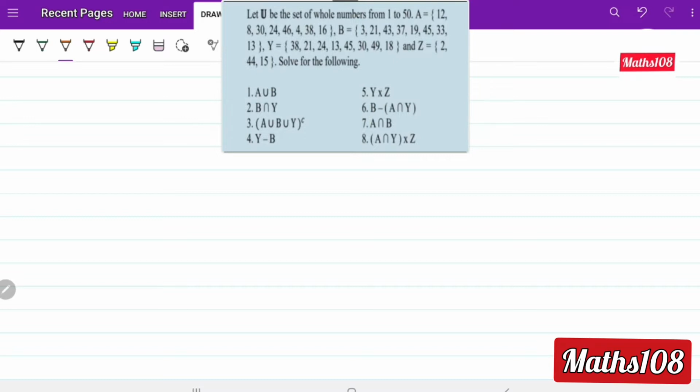Today we are going to solve this set. We are given that U is the universal set, so let's write here U equal to 1 up to 50. After that, let's try to write all the sets in ascending order. So let's write A in ascending order.